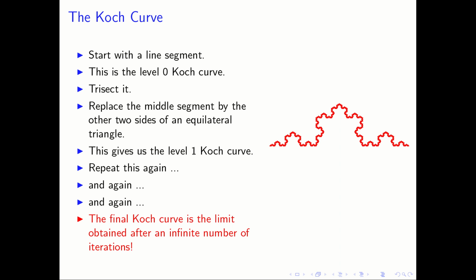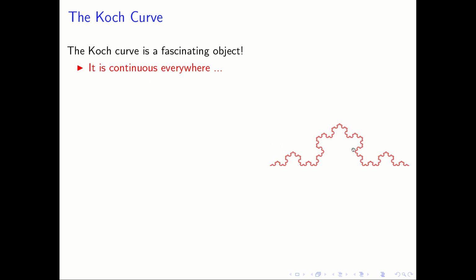Now, this Koch curve has wonderful geometric properties. Let us explore a few of them. First, it's obvious that it is continuous everywhere, right? After all, you can draw this curve, in principle, from one end to the other without ever lifting pen from paper.